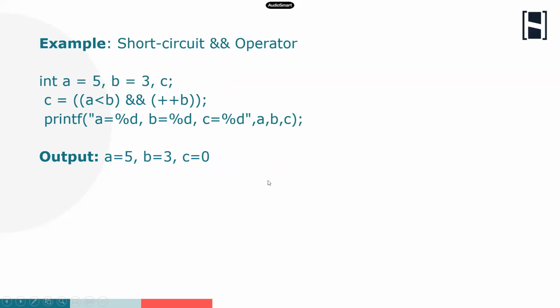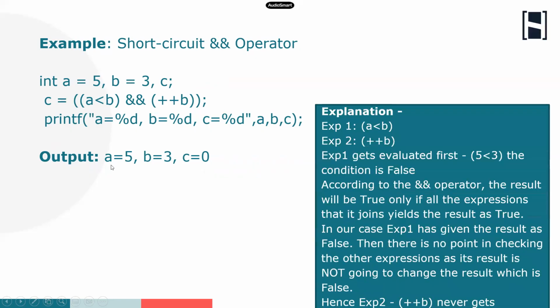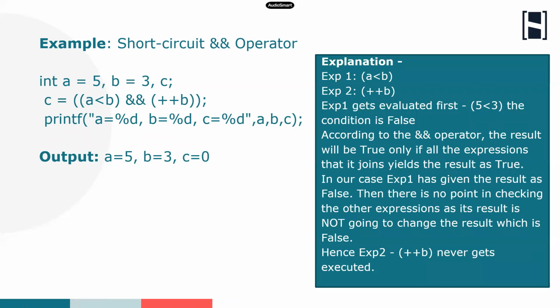Now, when I run this piece of code, this is the result I am going to be getting. A is 5, B is 3, C is 0. Now, how is this result coming? That is what we have to understand. Why is the B operator not incrementing? Please understand, first it will start with checking the first condition. What does the first condition say? A less than B. What is the second condition here? Plus plus B. These are the two conditions that I am going to combine.